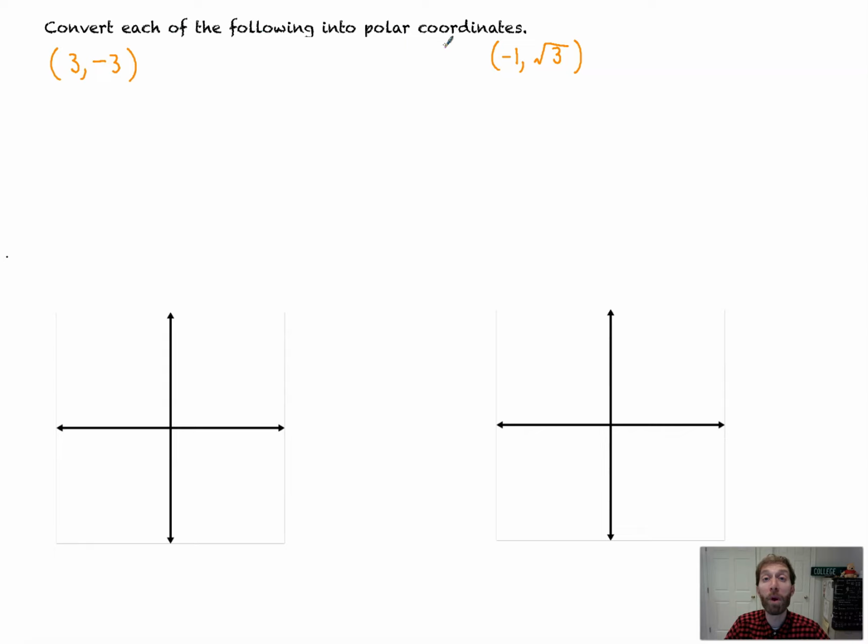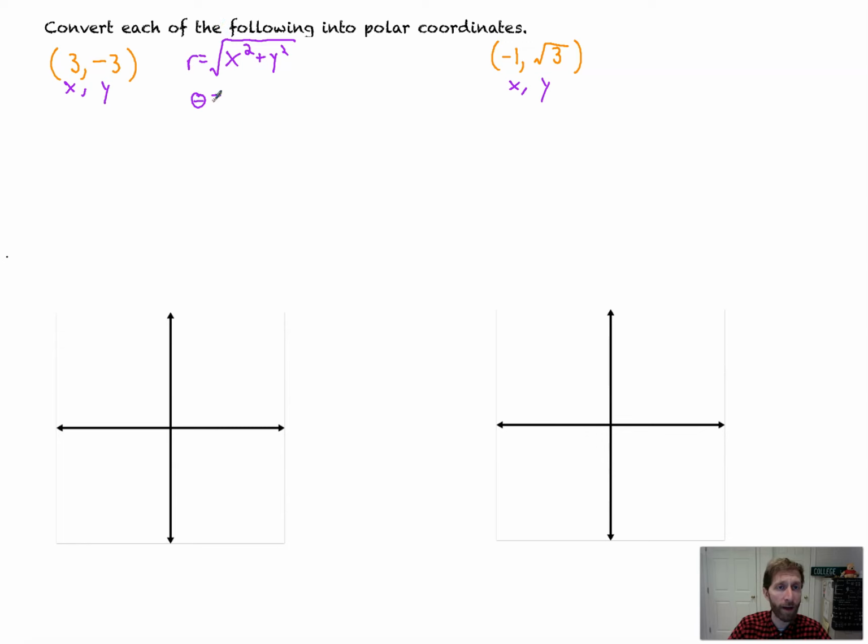Convert each of the following into polar coordinates. So these are in rectangular form. So this is x and that's y. This is x and that's y. And we're going to go the other way now. So those equations we're going to use, we're going to need r. Remember that r is found by taking the square root of x squared plus y squared.